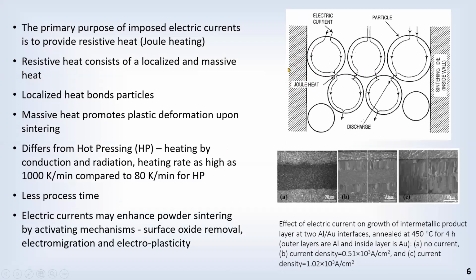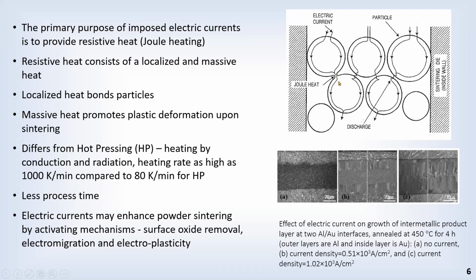Now here what happens is when you pass electric current through the dies and the powders, it leads to Joule heating at the interfaces, and you have a localized heat at the interface and a massive heat.